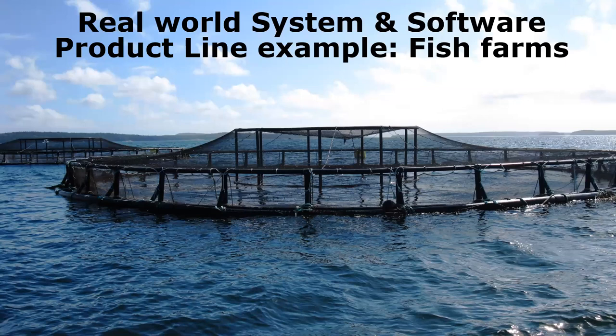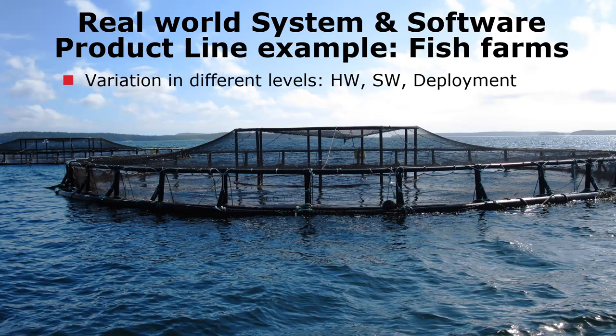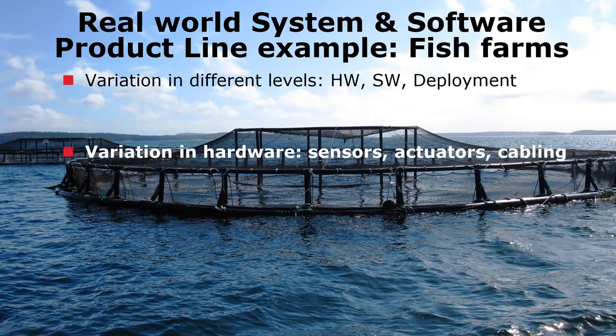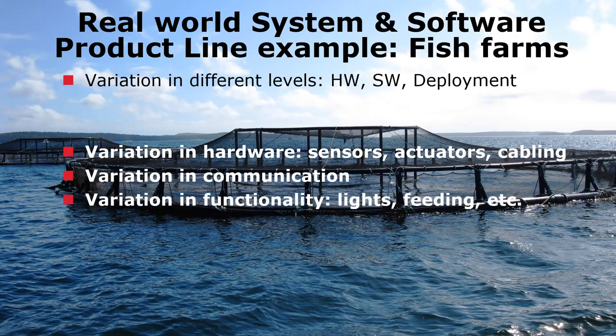And I like sailing. So sometimes I saw these kinds of places on the sea, or in the river. And these fish farms are product lines with different levels. First of all, there can be a number of ponds, number of sensors like muddiness of the water or water level, temperature, whatever, actuators like feeding the fishes or heating or lights and so forth. There's a variation in communication depending on how many fish farm systems we have. There is a variation in functionality, what you can do. If you have baby fishes, you can do different things for them, unlike if they are in a sea, for instance.